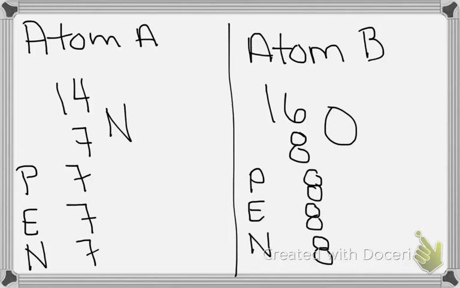The number of protons determines what type of element we're dealing with. 7 protons indicates atom A is nitrogen, 8 protons indicates atom B is oxygen. The rest of the information here really doesn't matter because it doesn't have the same number of protons, so we could stop this problem right here and identify that these are indeed not isotopes of each other.